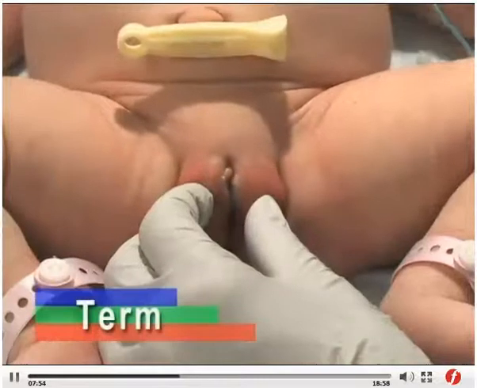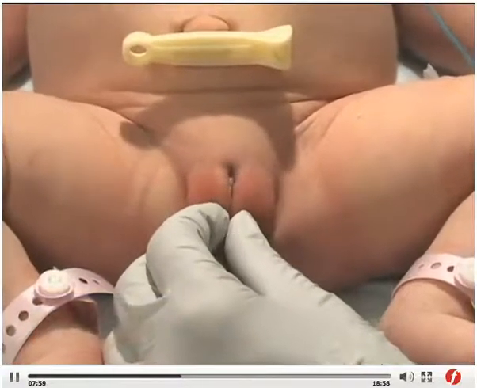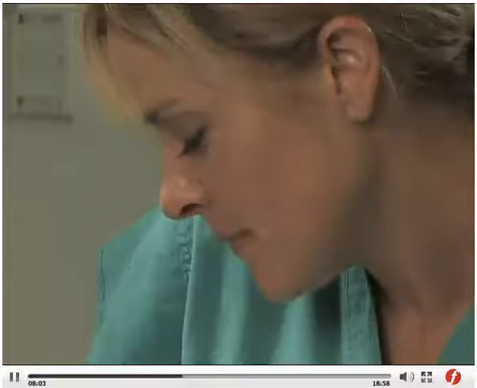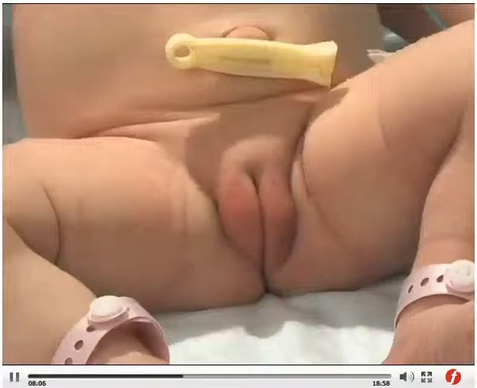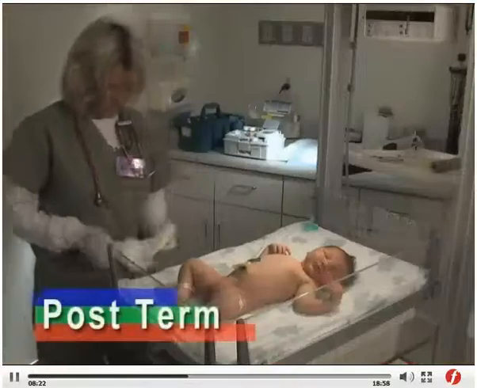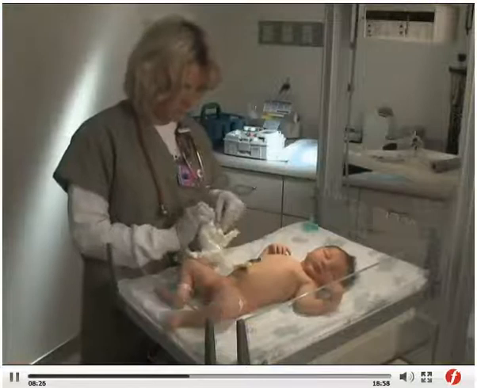With term female infants, the labia majora cover or almost cover the labia minora and clitoris. Because the size of the labia majora is affected by the amount of subcutaneous fat, the genitalia of poorly nourished infants may appear immature. In contrast, the labia majora of preterm infants are small and widely separated, and the labia minora and clitoris are prominent. With postterm infants, the labia majora cover the clitoris and the labia minora.